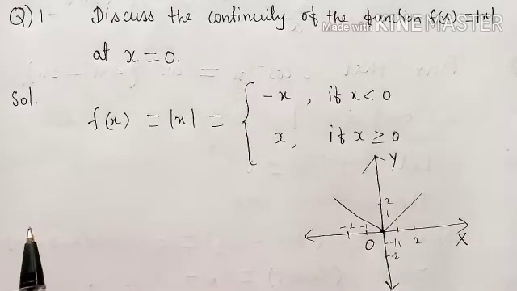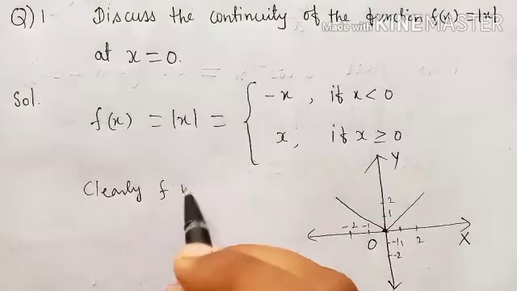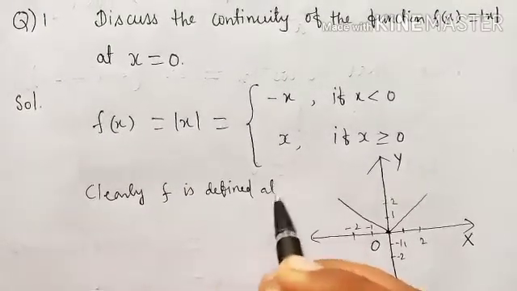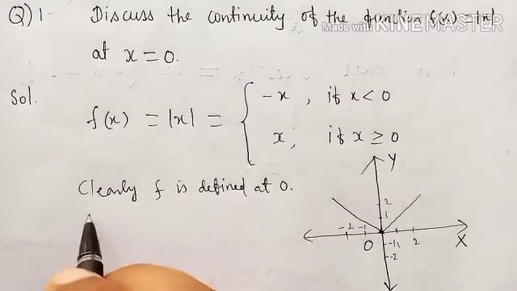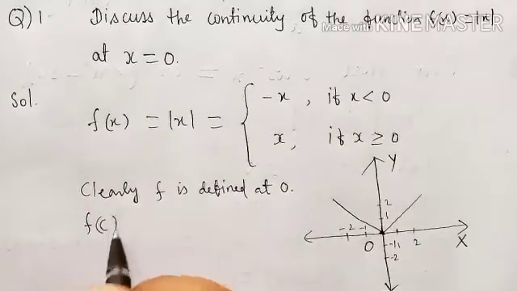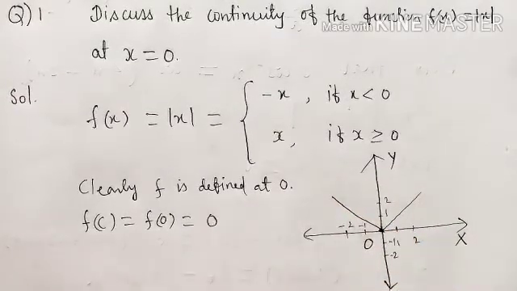Now let us do the question analytically. So here, according to the definition, the function should be defined at c. Clearly f is defined at 0, means its value is 0. Defined means the function should give a real number value at the given value of x. Now f(c) means f(0). You can write f(0) from this. This is 0.